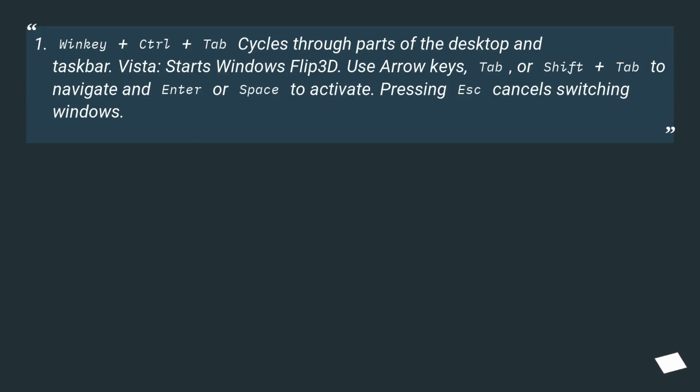Winkey+Ctrl+Tab cycles through parts of the desktop and taskbar. In Vista, it starts Windows Flip 3D. Use arrow keys, Tab, or Shift+Tab to navigate and Enter or Space to activate. Pressing Escape cancels switching windows.